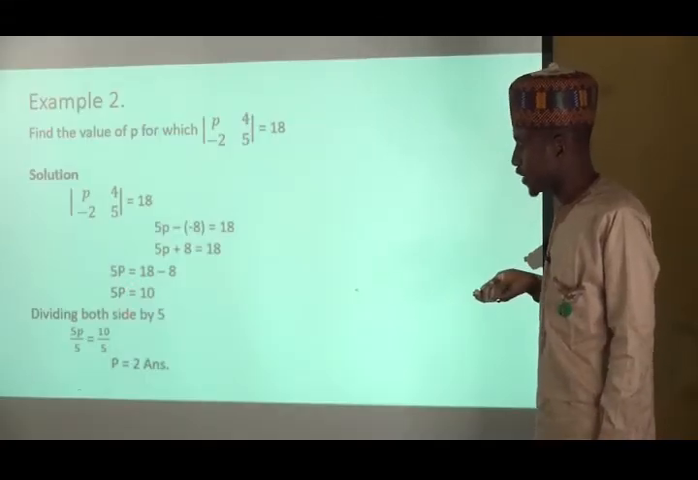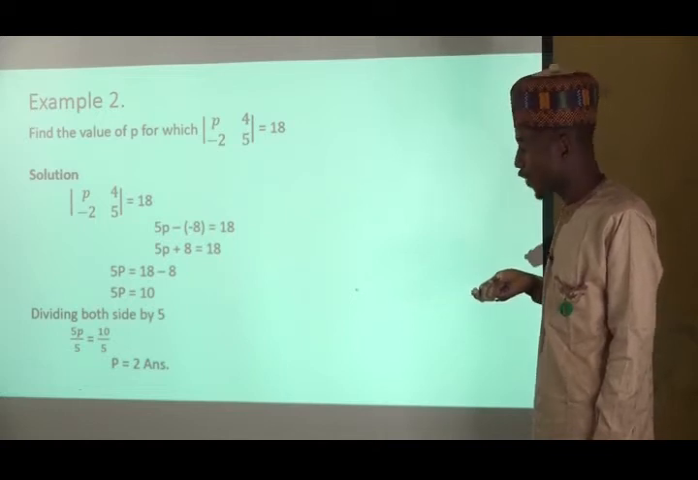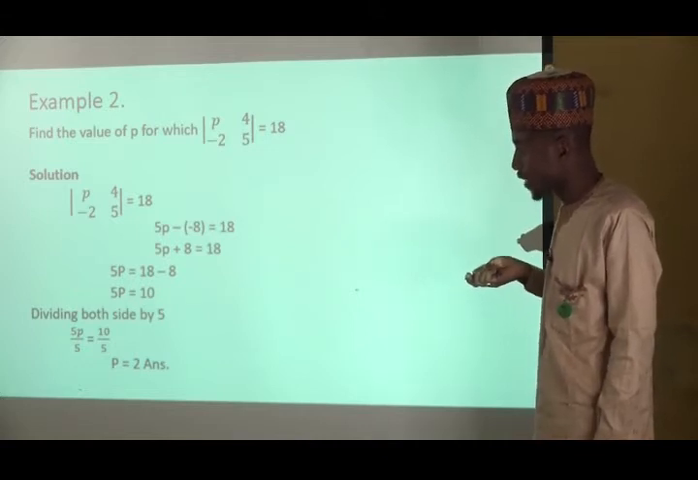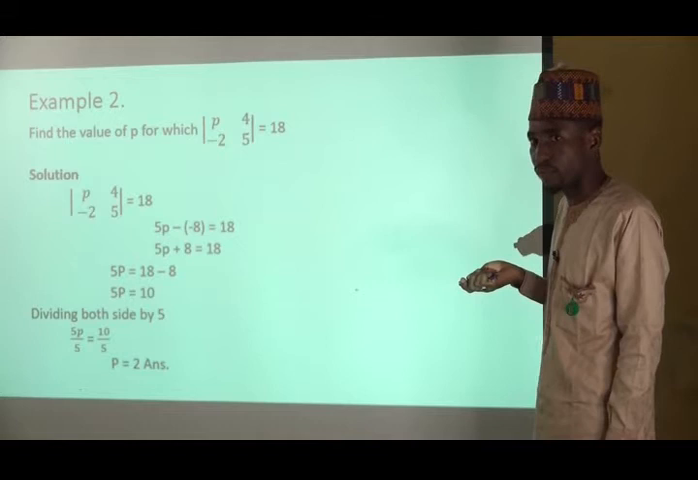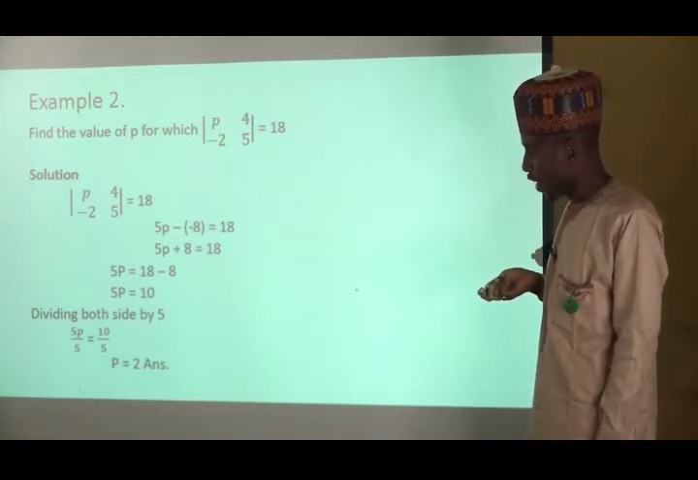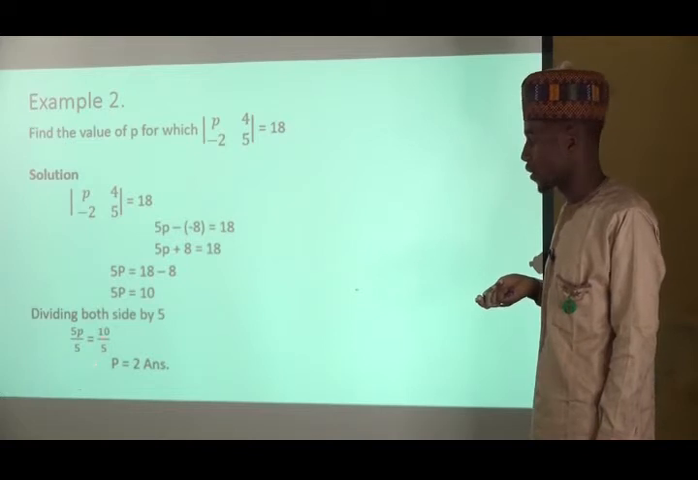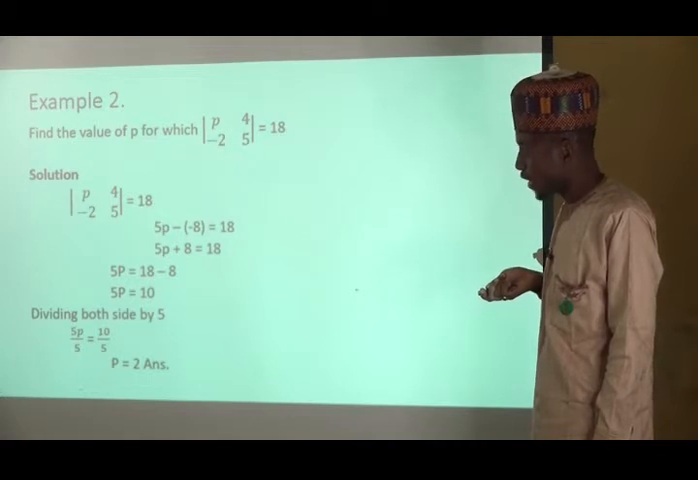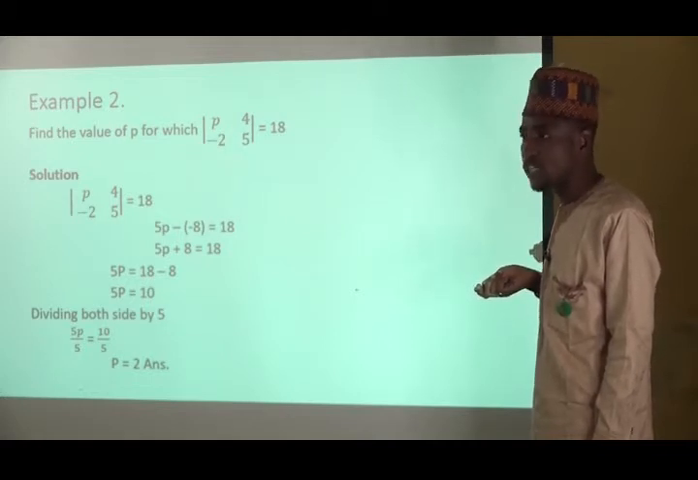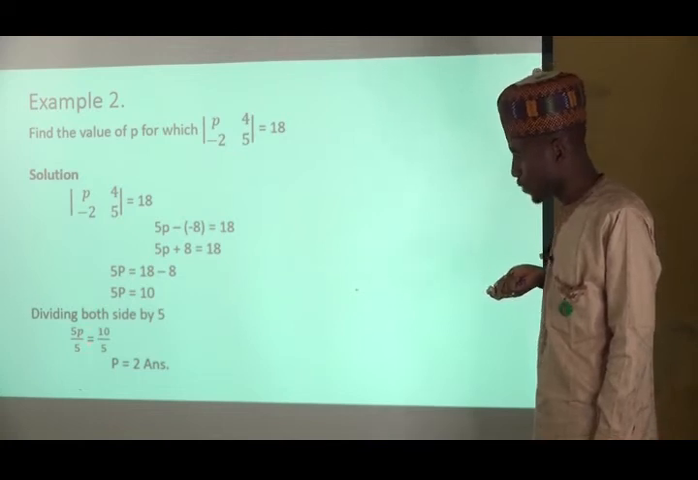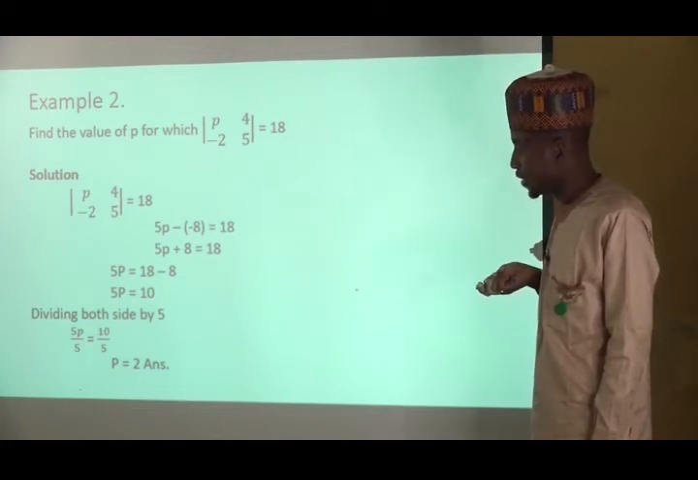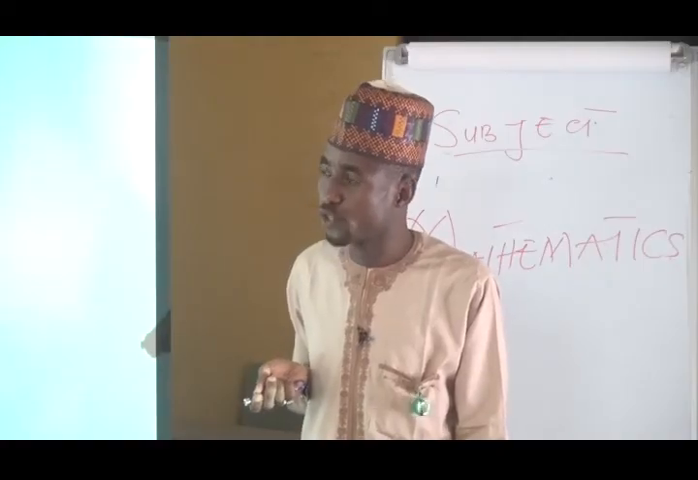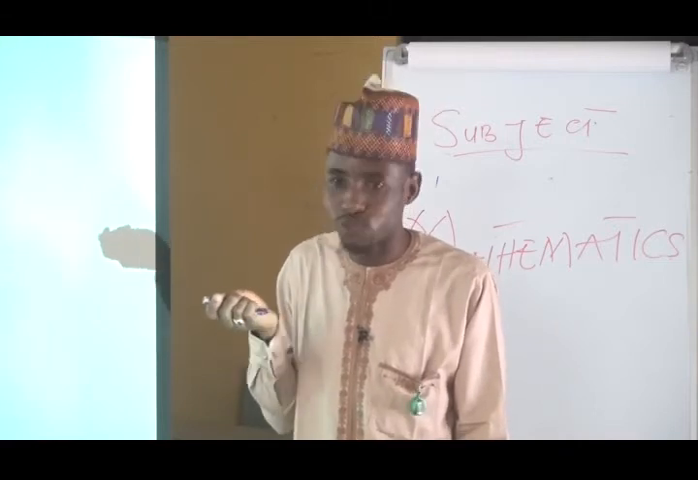When you divide both sides by the coefficient of P, which is 5, because we are finding the value of P, we have to divide both sides by the coefficient of P, which is 5. Therefore, 5P divided by 5 equals 10 divided by 5. The 5 at the denominator will cancel the 5 at the numerator. You will now be left with P only. Then 10 divided by 5, you have 2. Therefore, the value of P is 2, meaning the original value here is 2.